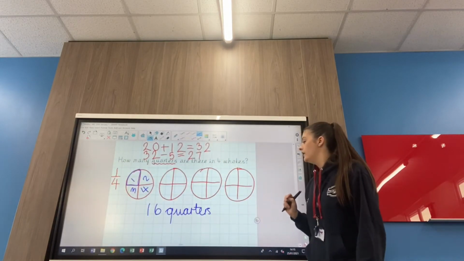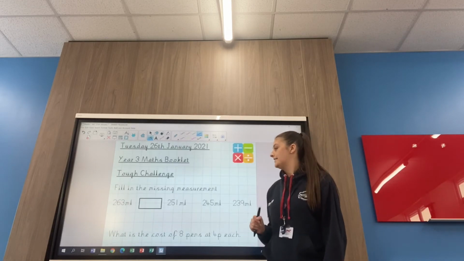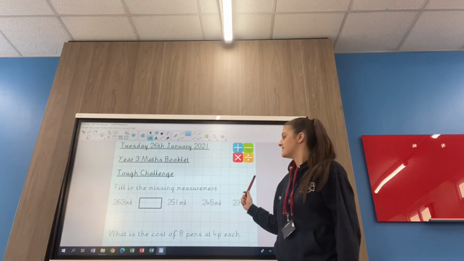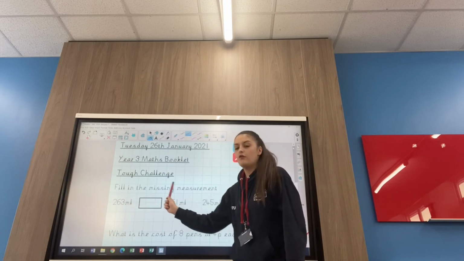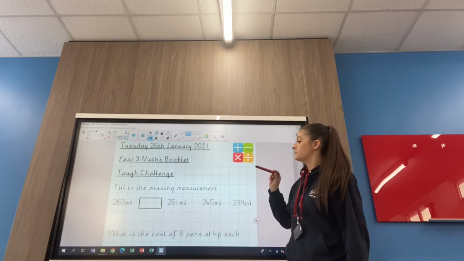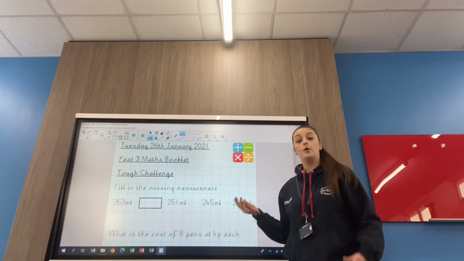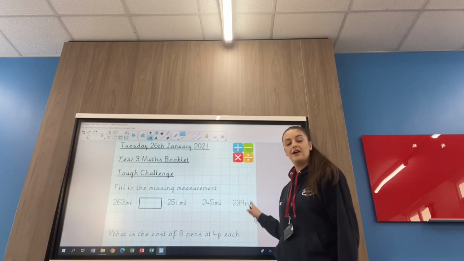Okay. Right, moving on then to our tough challenge. So, you've got a question that looks like this. Fill in the missing measurement. So I've got measurements here and I've got one missing. So what we need to do is use our addition and subtraction knowledge to help us see what jumps it's going up or down in. And if I have a look at these numbers, we're going down, we're counting back.